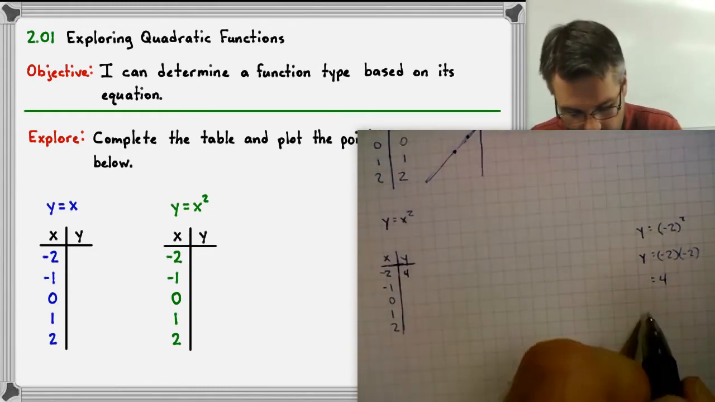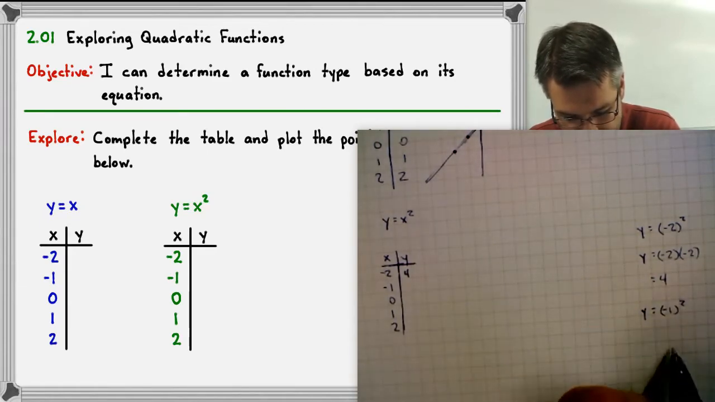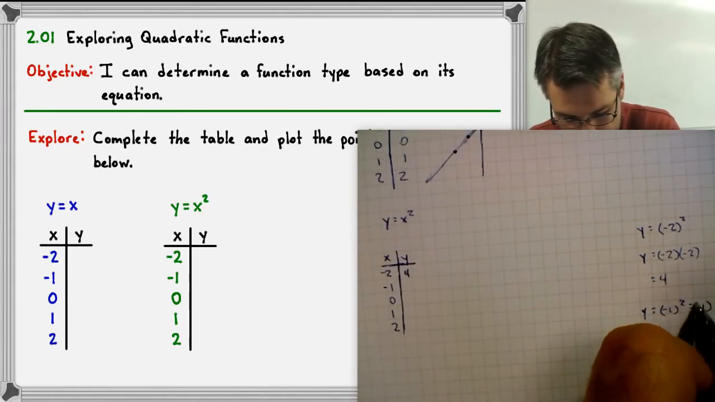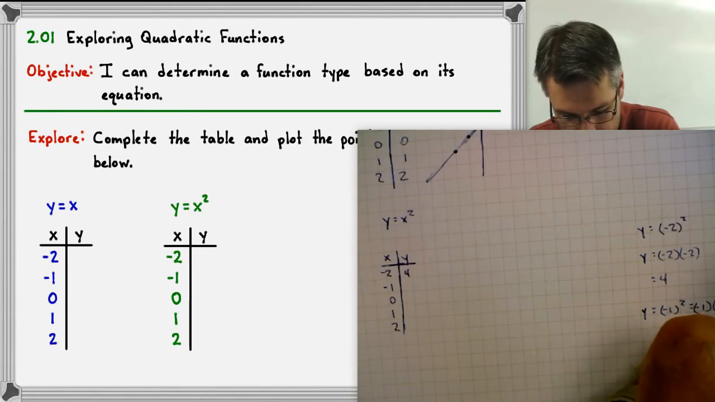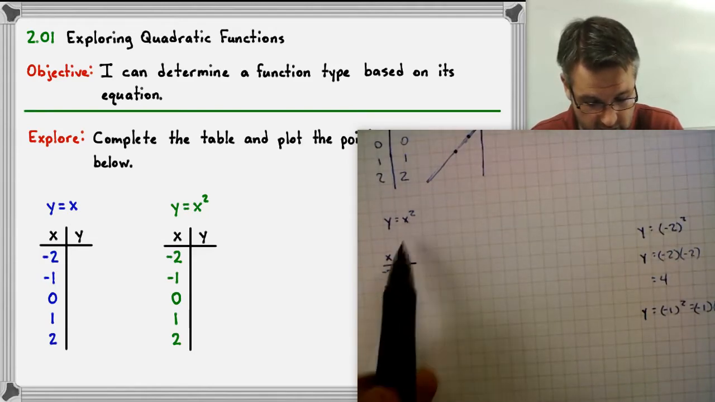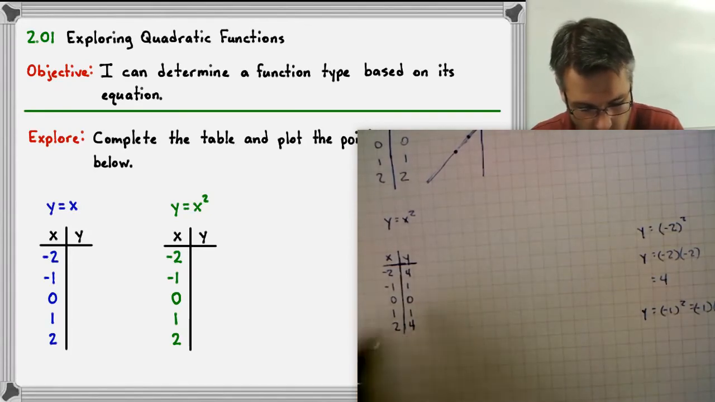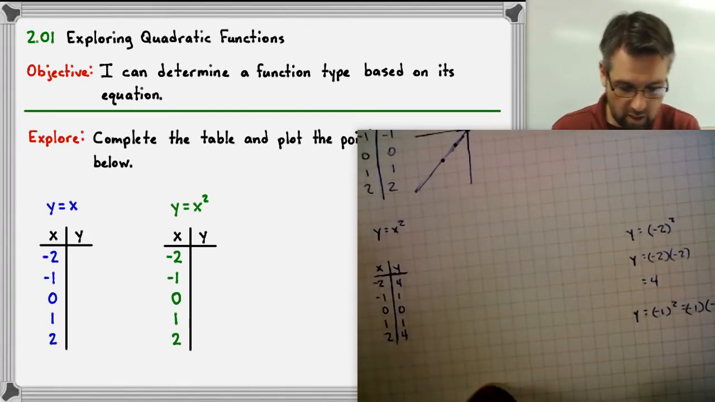We do the same thing for -1. -1 squared is -1 times -1, which is just 1. Then plugging in 0, 0 squared, 0 times 0 is 0. Then 1 times 1 is 1, and 2 times 2 is 4. So you can see this pattern here.